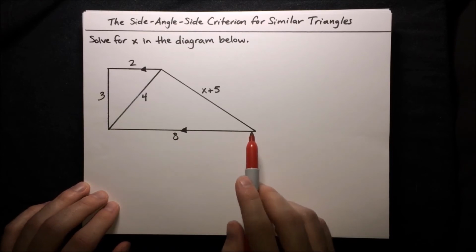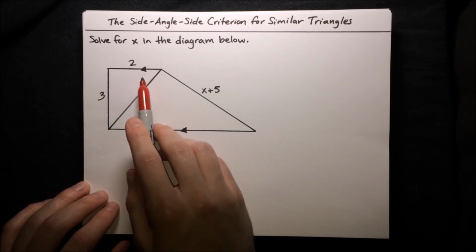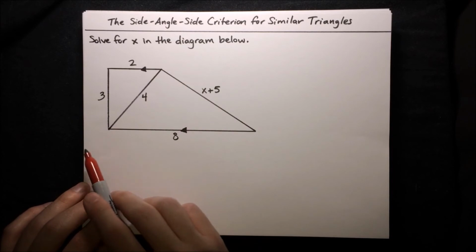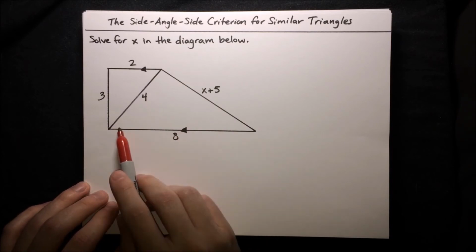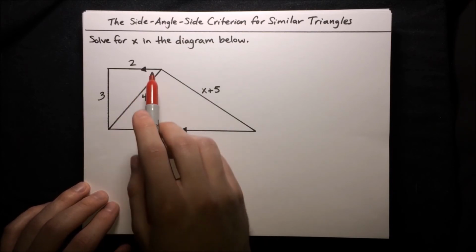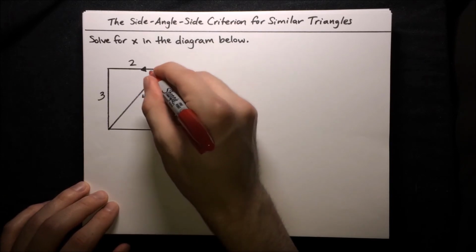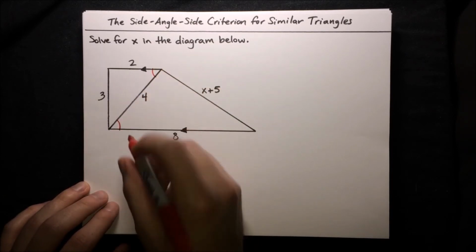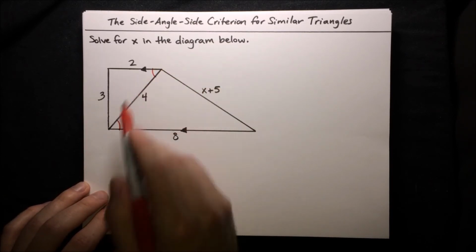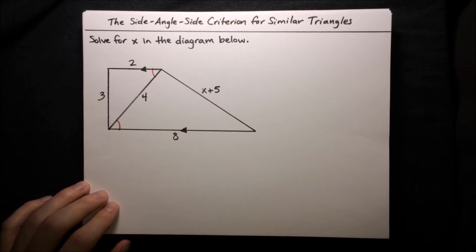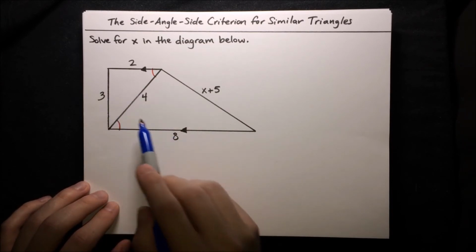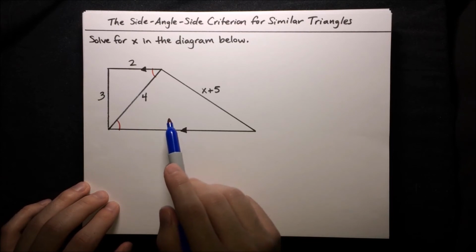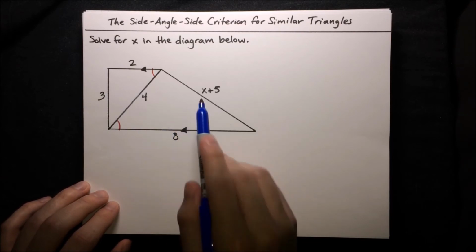Whenever parallel lines are cut by a transversal, we know that some congruent angles appear. Namely, there are alternate interior angles, and we have those angles right here. That's this angle and that angle. So these two angles are congruent. This leads us to start thinking that maybe if we can show these two triangles are similar in some way, then we can set up a proportion to solve for x.